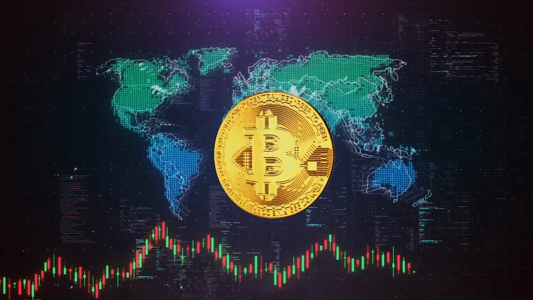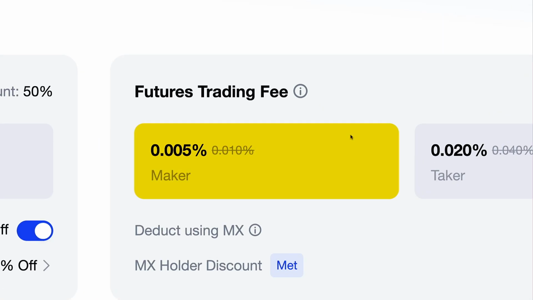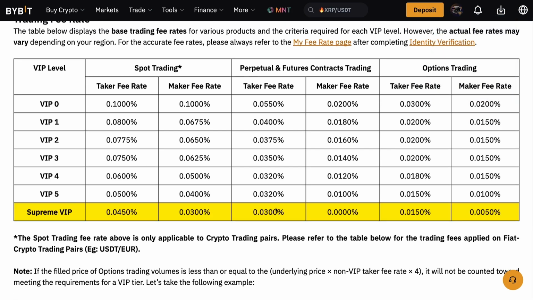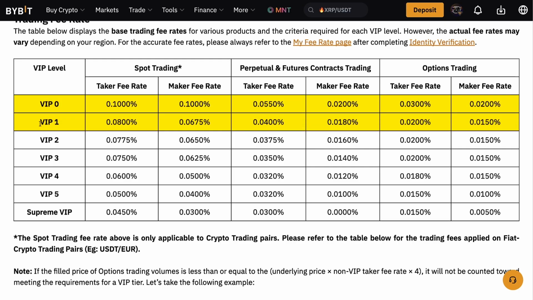And now, if you want an alternative platform with lower trading fees and many other benefits, let me show you an alternative platform for trading Bitcoin, crypto, and also stock futures. Just to show you the proof that MEXC has lower trading fees, you can see here futures trading fee maker 0.005%, taker 0.02%. Meanwhile, on Bybit, you would need to have Supreme VIP in order to get as low trading fees as on MEXC. As a regular user or VIP, you are paying higher trading fees on Bybit.